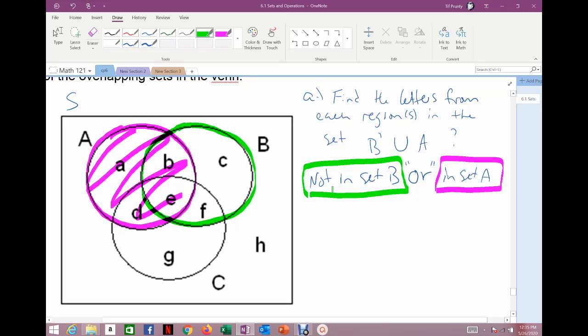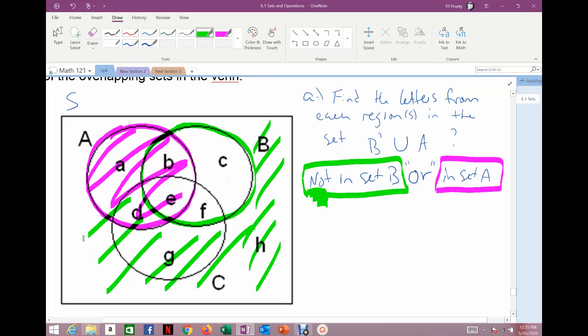But this time, I want the stuff outside of B. So it means I'm going to shade not in B, which means everything that's outside that circle. Alright, so I want or, which is all inclusive, meaning I want everybody that's in the green part or the pink part, purple, pink, whatever color you want to call it. So that means I get to include everybody except for C and F.